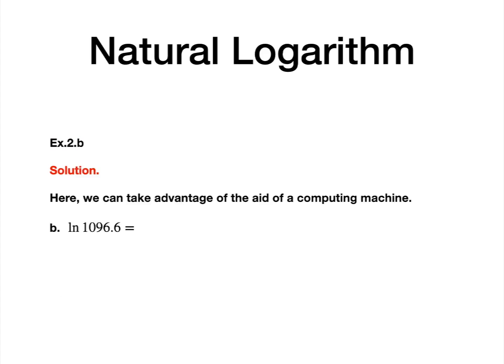For the second example, I am going to leave this to you to take advantage of the aid of the computing machine. Assuming that you are going to operate correctly your computing machine, one should get that the natural logarithm of 1096.6 is equal to 6.9999 and so on, or approximately 7.